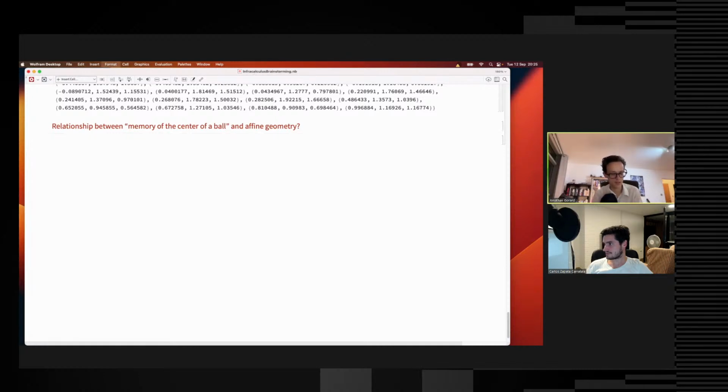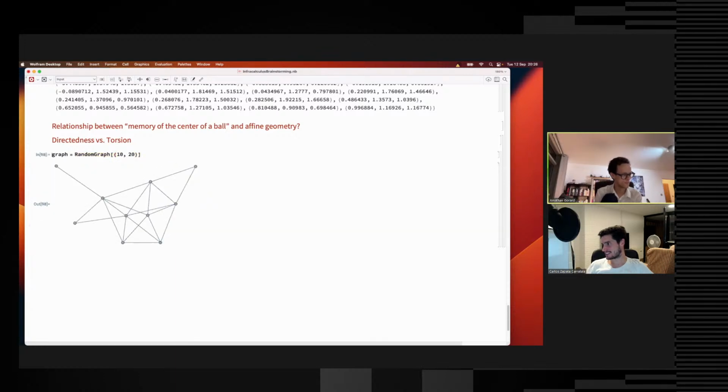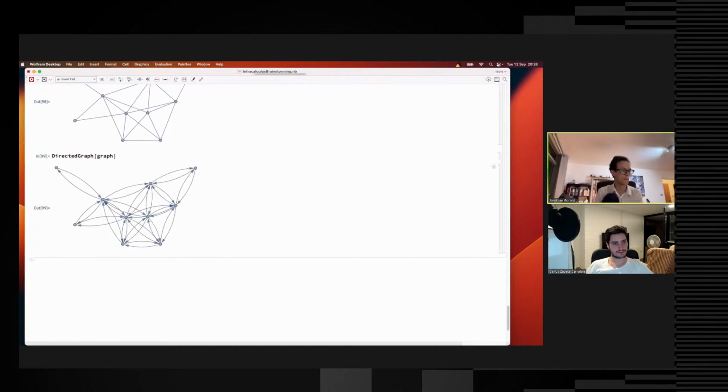Okay, so here's a question. What is the relationship, if any, between directedness and torsion? My reason for asking is, okay, if we have some random graph, let's make it a little bit more dense, then this is by default undirected. I can make it directed, and so now it will have a pair of directed edges for each previous undirected edge.